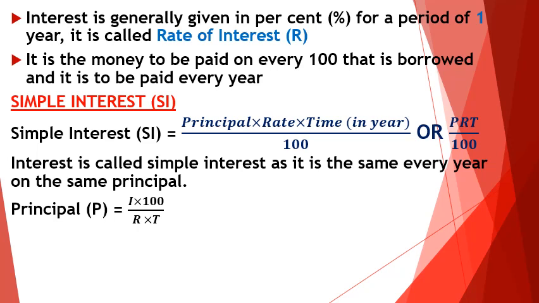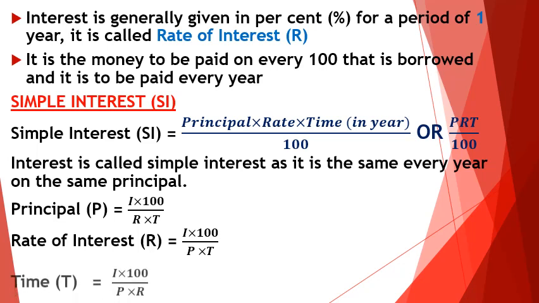P is what we have to find, so the remaining two letters should be in the denominator. Numerator is always I into 100 only. Next we can see rate of interest, R equals I into 100 divided by P into T. We have taken rate of interest, which we are going to find out, so the remaining out of PRT are PT, that will come in the denominator. Next is time, T equals I into 100 upon P into R.